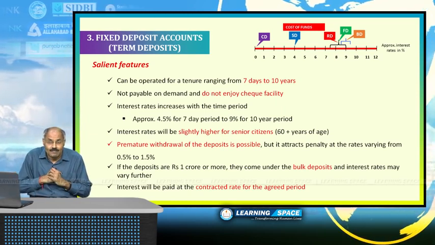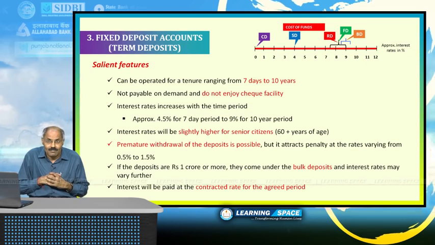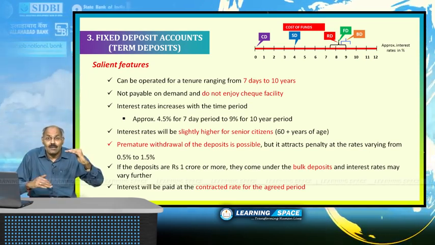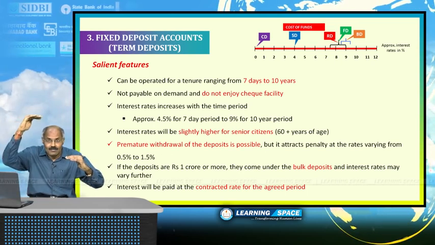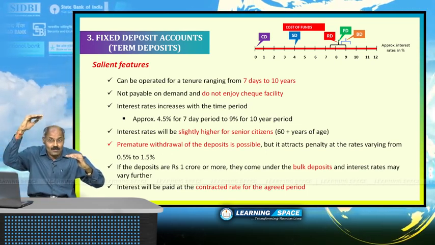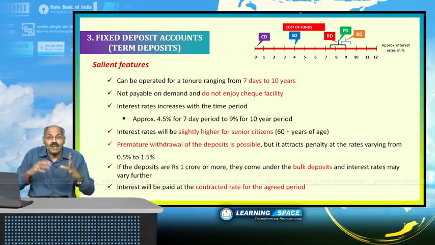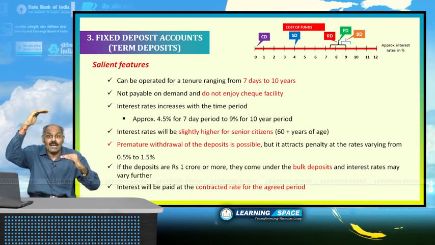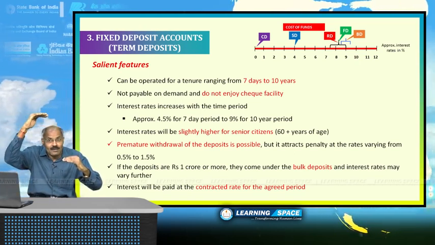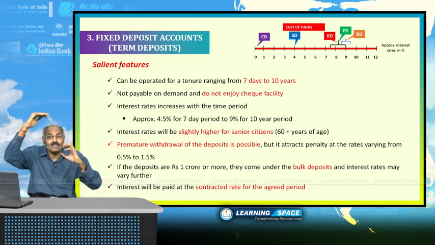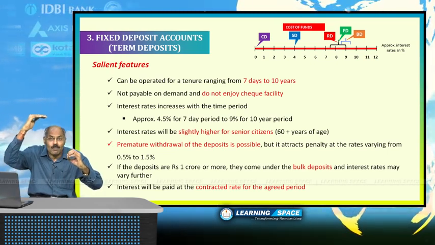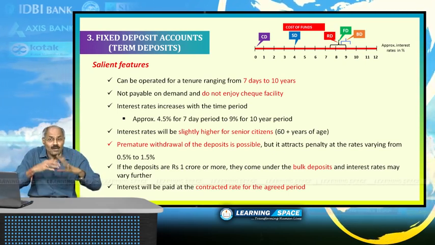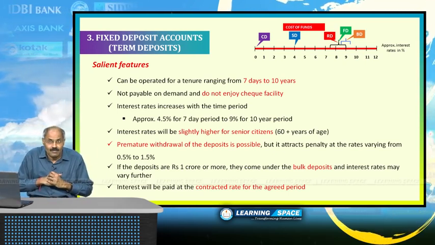A fixed deposit receipt is for a fixed time. Normally, the time period varies from 7 days to 10 years. In the Indian banking system, the time frame for fixed deposit accounts varies from 7 days to 10 years. You can deposit your money for 7 days, you can also deposit for 10 years, and in between, whatever time period you want, you can deposit your money.